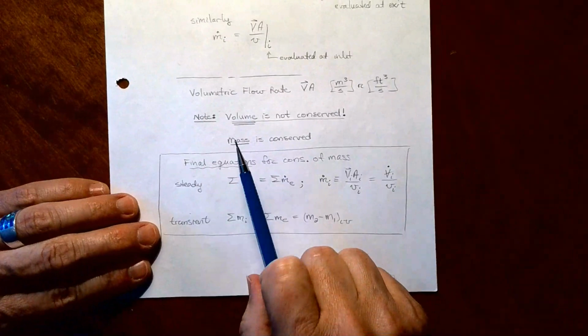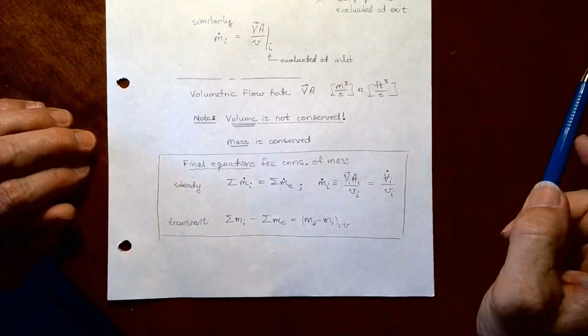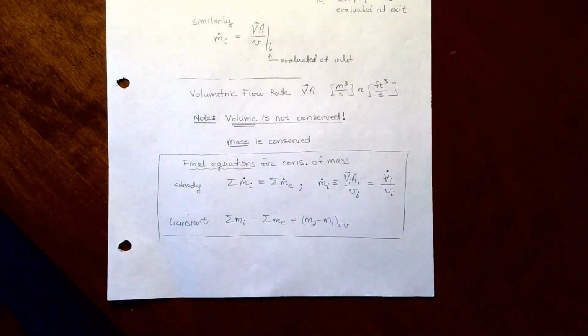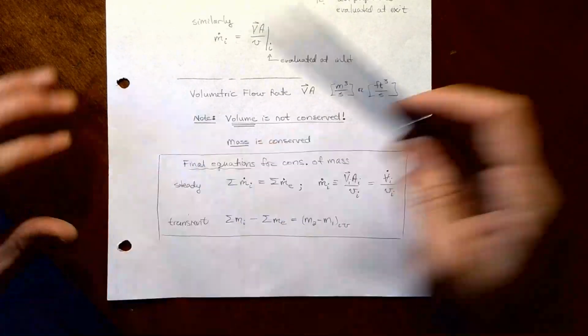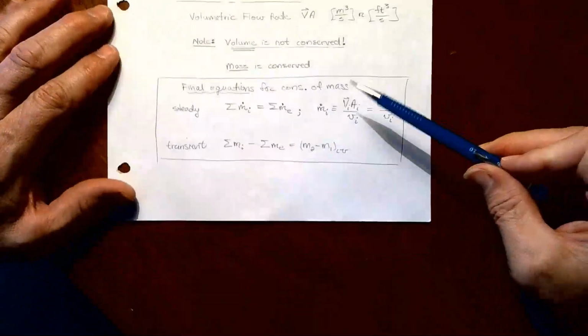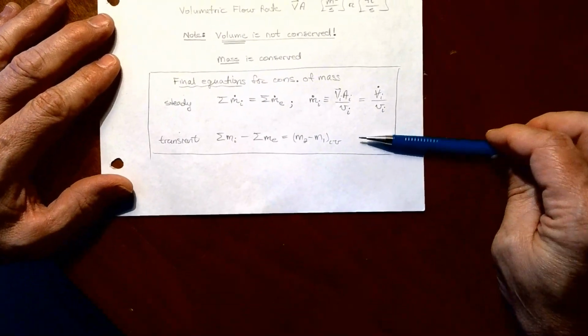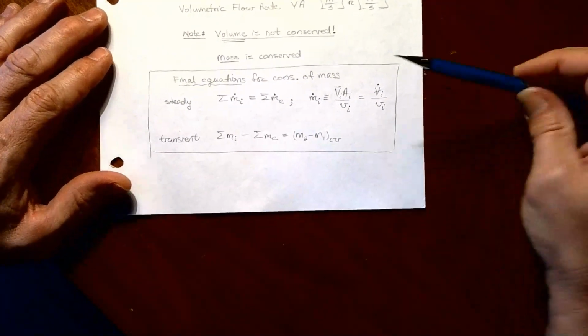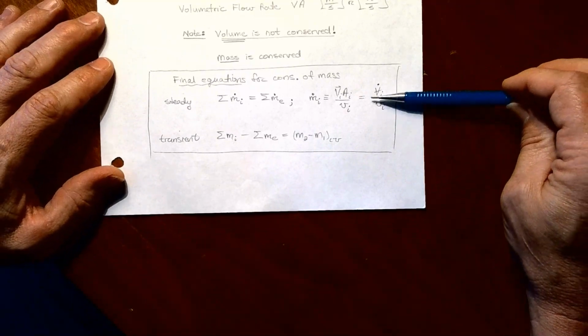But you need to be careful in that volume is not a conserved quantity. It's the mass flow rate that is the conserved quantity. So you can't say the volume flow rate in equals the volume flow rate out. That's not necessarily the case. It is the case for mass. So here are our equations that you can memorize now, and we'll use these and work some examples.